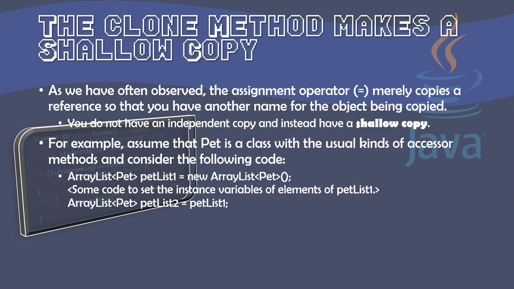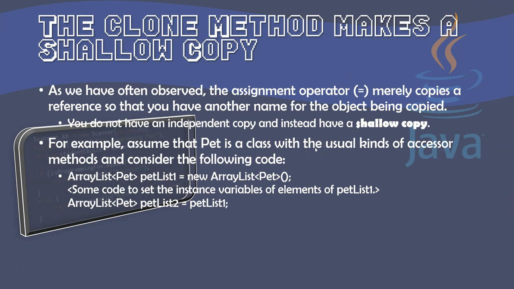And if we look at this with an example, let's say Pet is a class with all our usual accessors, mutators, etc. All right, we created a new Pet class. You can see it says petList1 is new ArrayList<Pet>. And then we say, hey, ArrayList<Pet> petList2 is equal to petList1. So that is using, of course, our assignment operator.